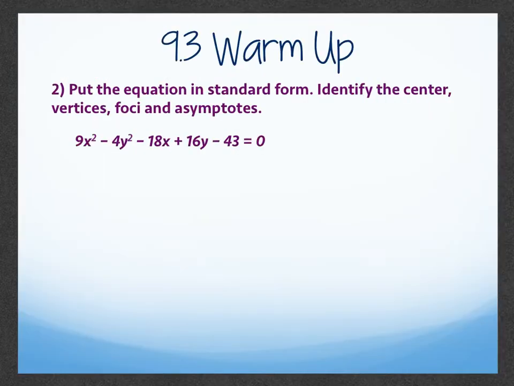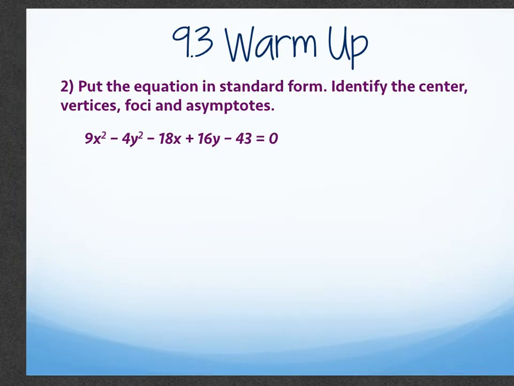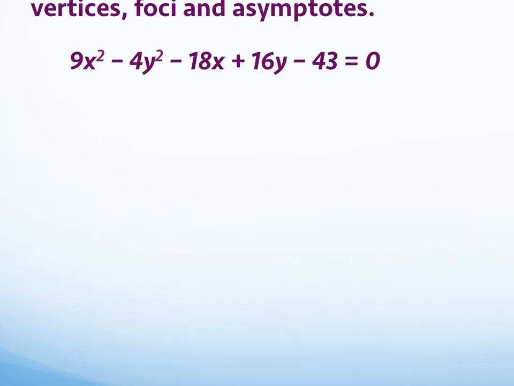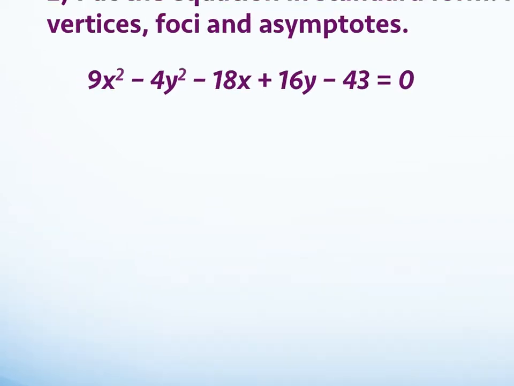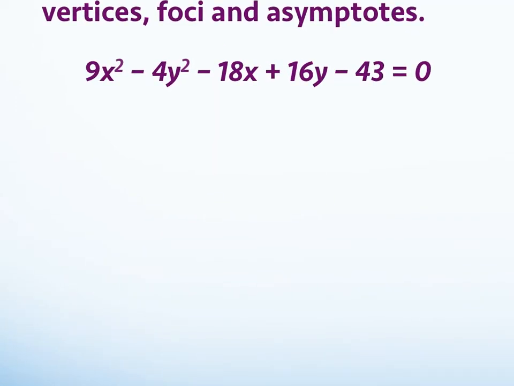All right, 2, put the equation in standard form. Identify the center, the vertices, the foci, and the asymptotes. So this is not in standard form. What do I have to do to get it into standard form? Complete the square. Again, good review, because you can complete the square in your test with a parabola, with a circle, with an ellipse, or with a hyperbola. So I'm going to group the x's and the y's.